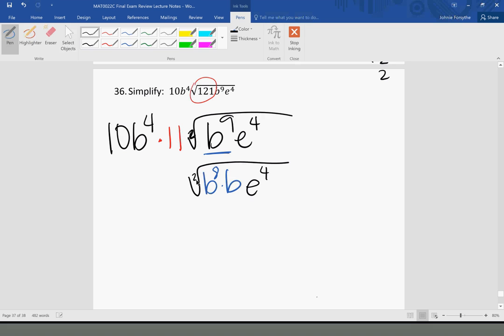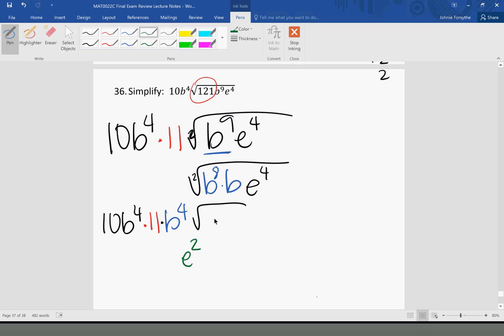So now why did I do that? Well, the square root of b to the 8th, 2 goes into 8 how many times? 4 times. That's going to be b to the 4th on the outside. So I still have that 10b to the 4th here. I still have this times 11. And then now I have times b to the 4th. And then I have this e to the 4th to take care of. So now 2 goes into 4 how many times? 2 times. So that's going to be e squared on the outside.